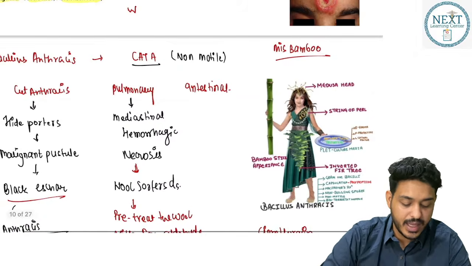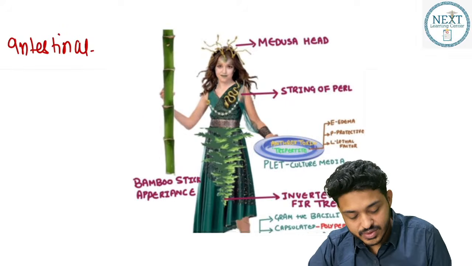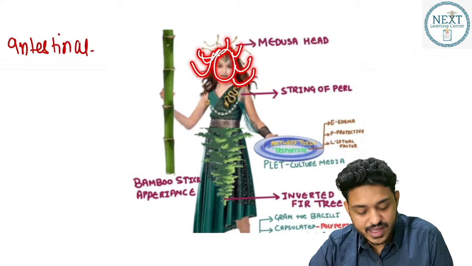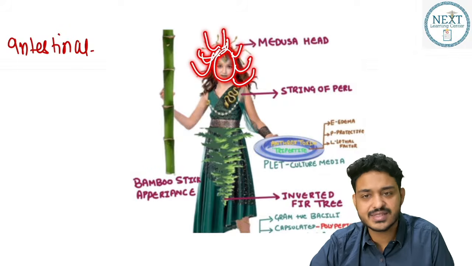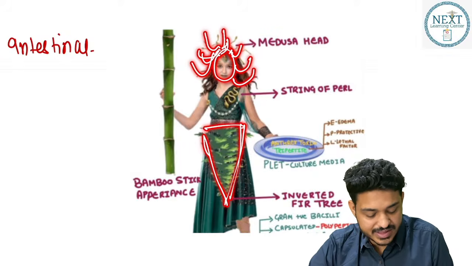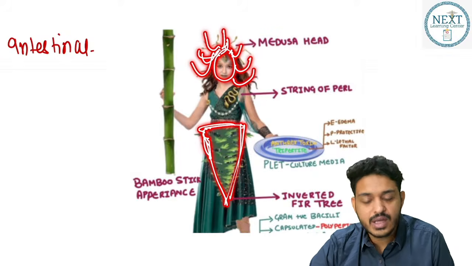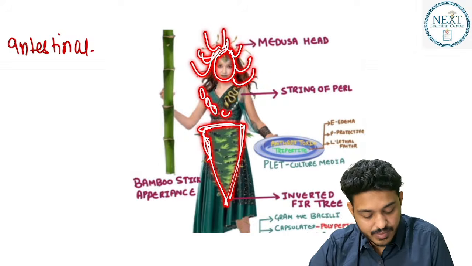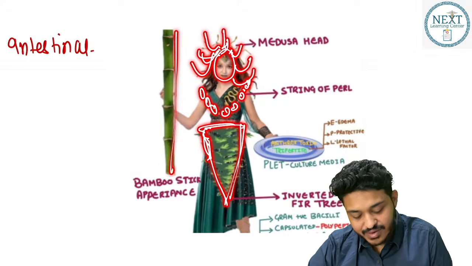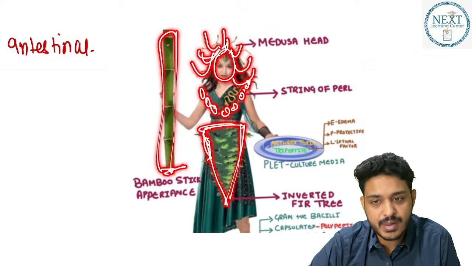You can remember M for Medusa head appearance. So you can appreciate this is the lady which is having what? This Medusa head appearance is going to be there. Multiple snakes like things coming out. I for inverted fir tree. You can remember this is the inverted fir tree we are having. S for string of pearl. She has worn a garland of pearls, right? This is going to be Miss Bamboo, means she is having bamboo on the one hand. This is going to be bamboo stick appearance.